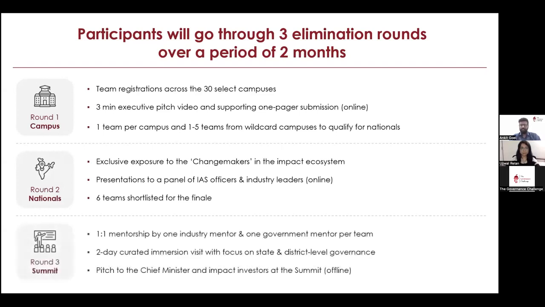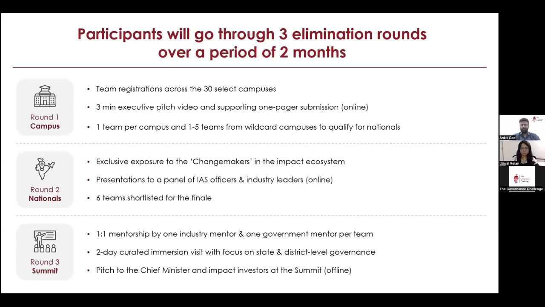These 6 teams will get one-on-one mentorship by 1 industry mentor and 1 government mentor. They will also get exposure to the nitty-gritties of state and district level governance through a 2-day curated immersion visit that would be organized for them. Finally, they would get to present their solution to the chief minister and impact investors at the summit, which is an offline event.